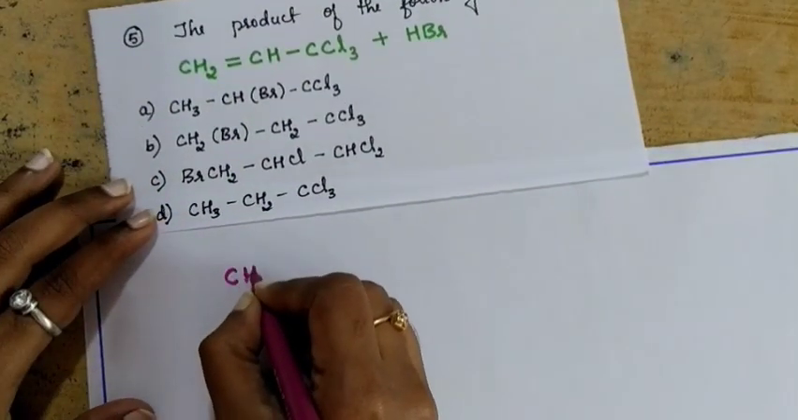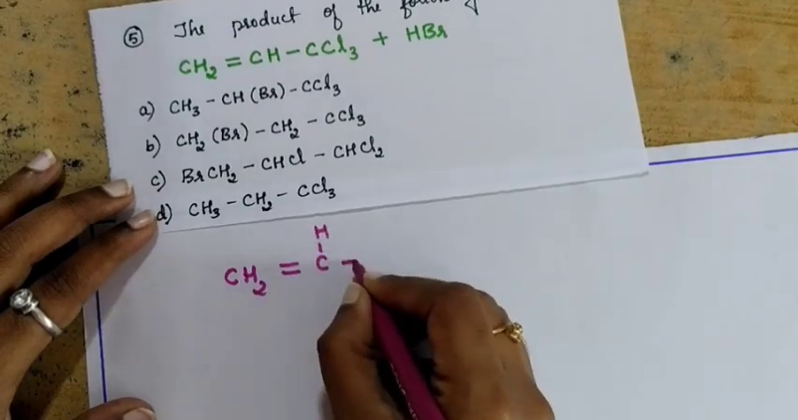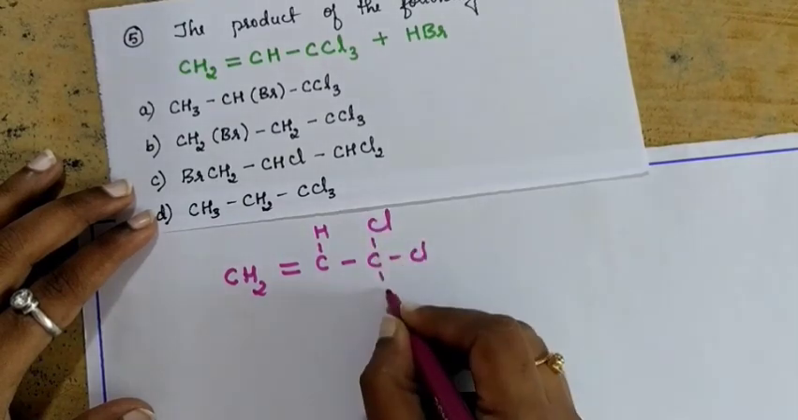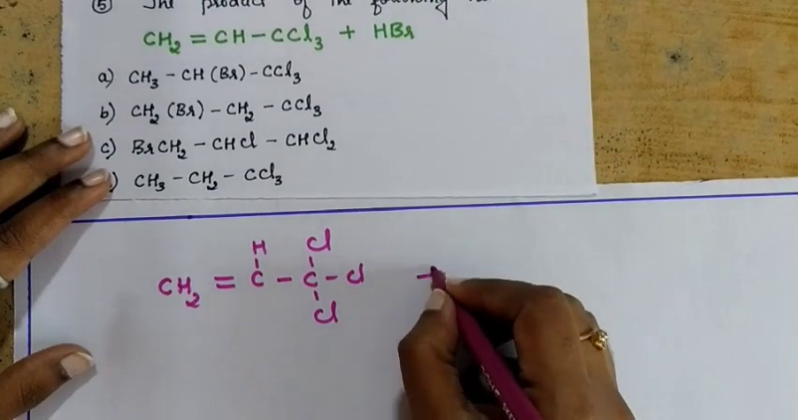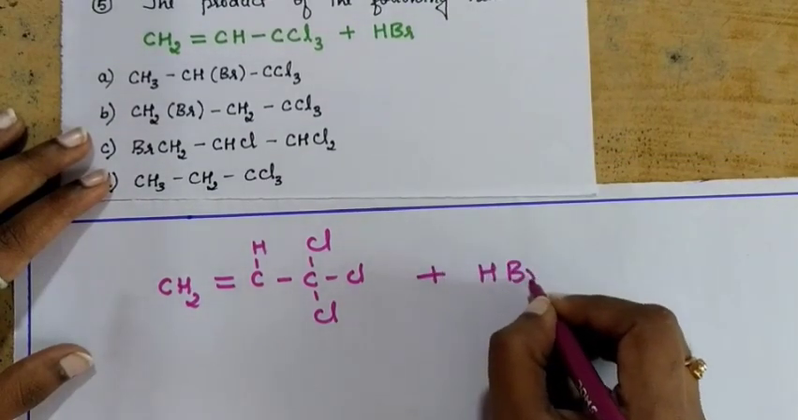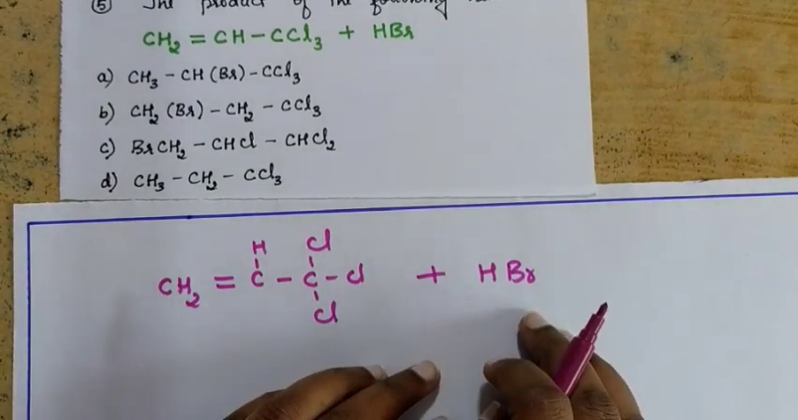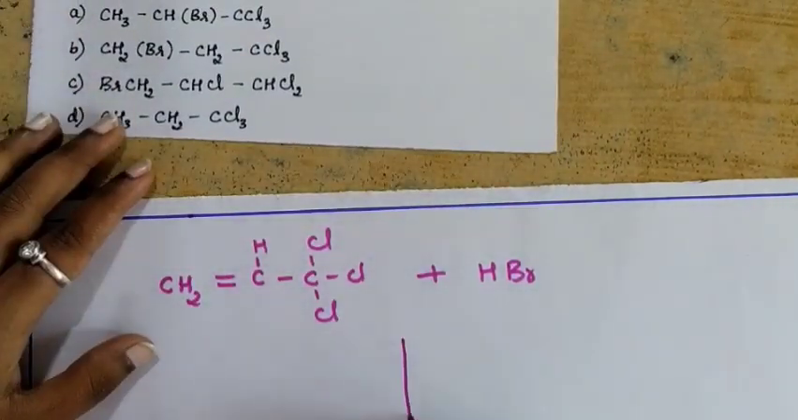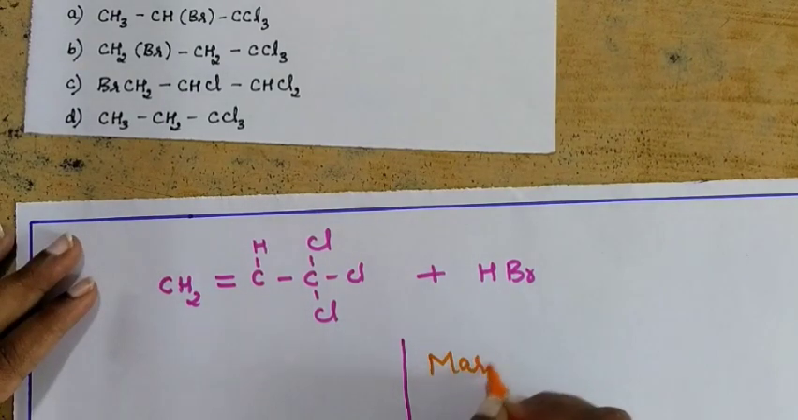It is CH2 double bond CH CCl3. I have written the complete structure so that it is easy to understand. And HBr. Previously also I said, when an alkene reacts with hydrogen bromide without any condition, they have not provided any other extra conditions, no? So you can easily predict the product. As usual, it is undergoing Markovnikov's rule.